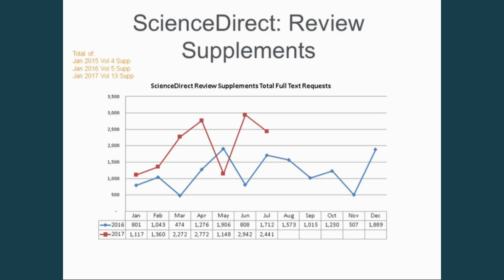In blue, you can see the graph for 2016. In January, we had 801 downloads. And then you can see how that progresses over the whole of 2016. And then the following year, in 2017, you can see how that's increased. So actually, interest in peer review reports is increasing. And this represents total full text requests. So it does indicate that as there is a growing archive of peer review reports, there is going to be growing usage.